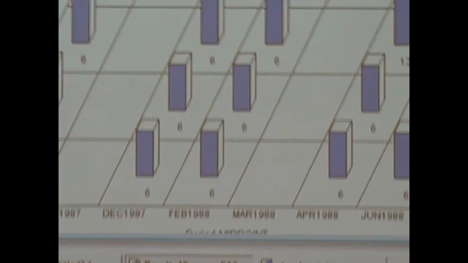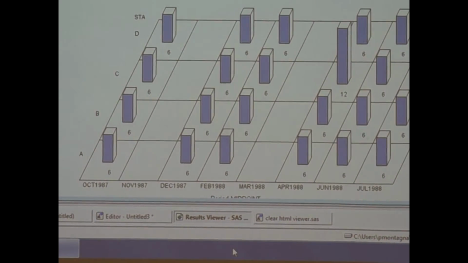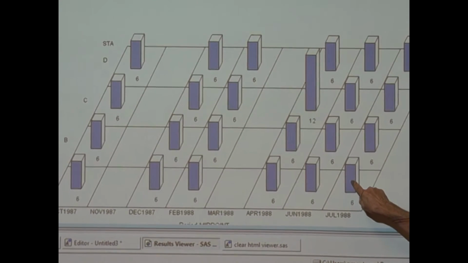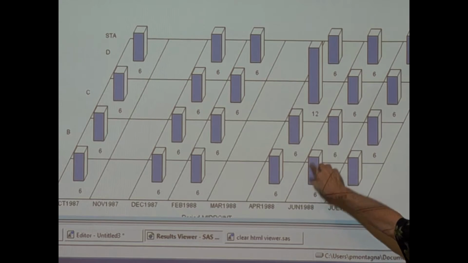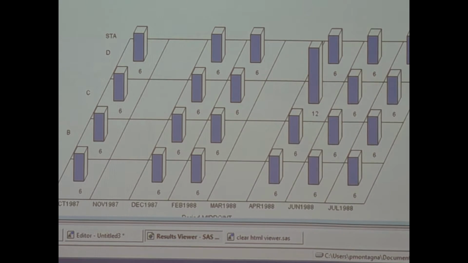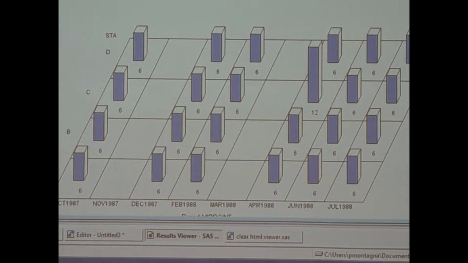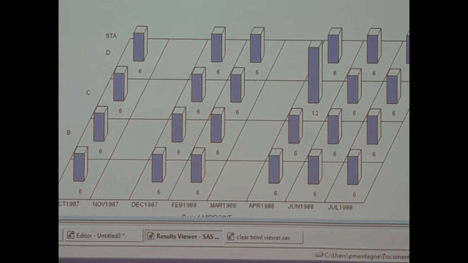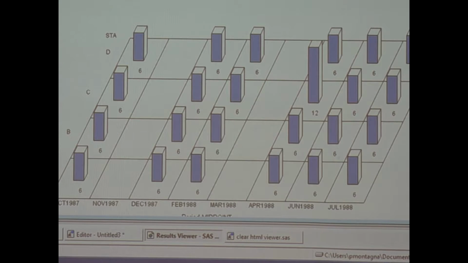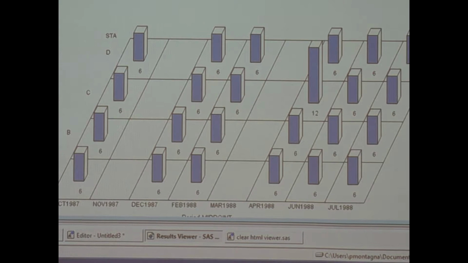And if we do that, look at that. We have 6 replicates everywhere except in that cell where we have 12. Okay? So if we go look at April 88 station C, we can probably figure out where.